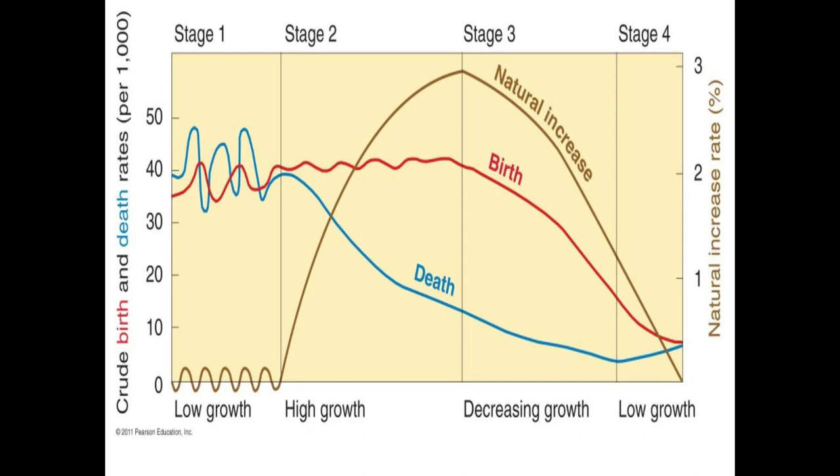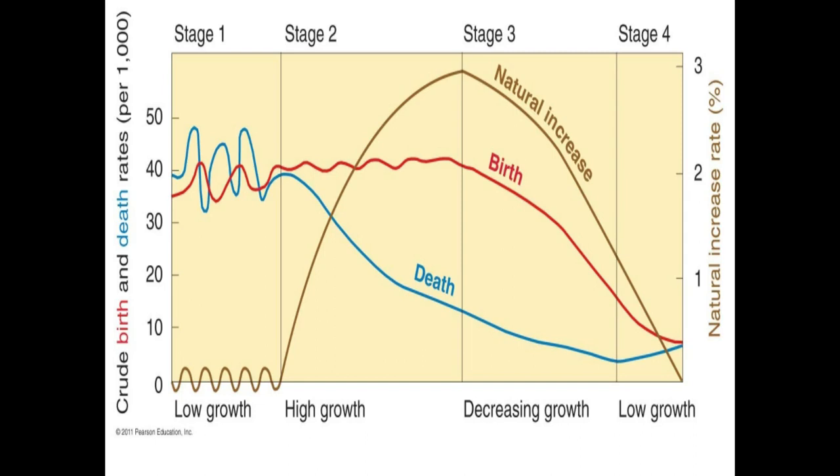So, okay. Then we get to stage 2, and you can see the red line in stage 2. That's kind of pretty straight. The birth rate doesn't go down, but you see that death rate start to plummet because of all those things we mentioned in stage 2. And as a result, that olive line, that natural increase rate line, shoots up really, really high. That's the highest natural increase rate in a country's or civilization's history.